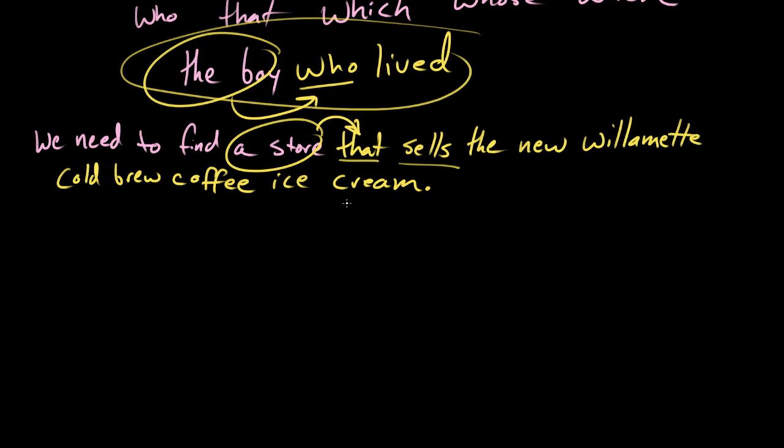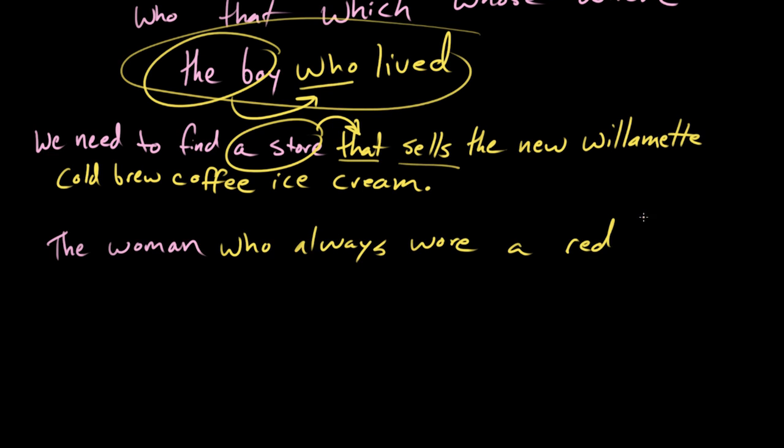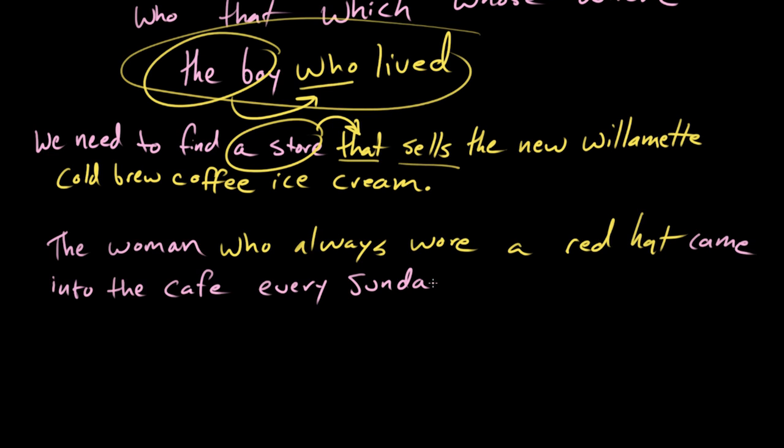Well, let's make things a little bit more complicated. The woman who always wore a red hat came into the cafe every Sunday. So this sentence contains a relative clause right there in the middle of it. Who always wore a red hat? Right, so we've got who substituting in for the woman, and that's the subject of the verb phrase wore a red hat. But again, this could not be a sentence on its own.